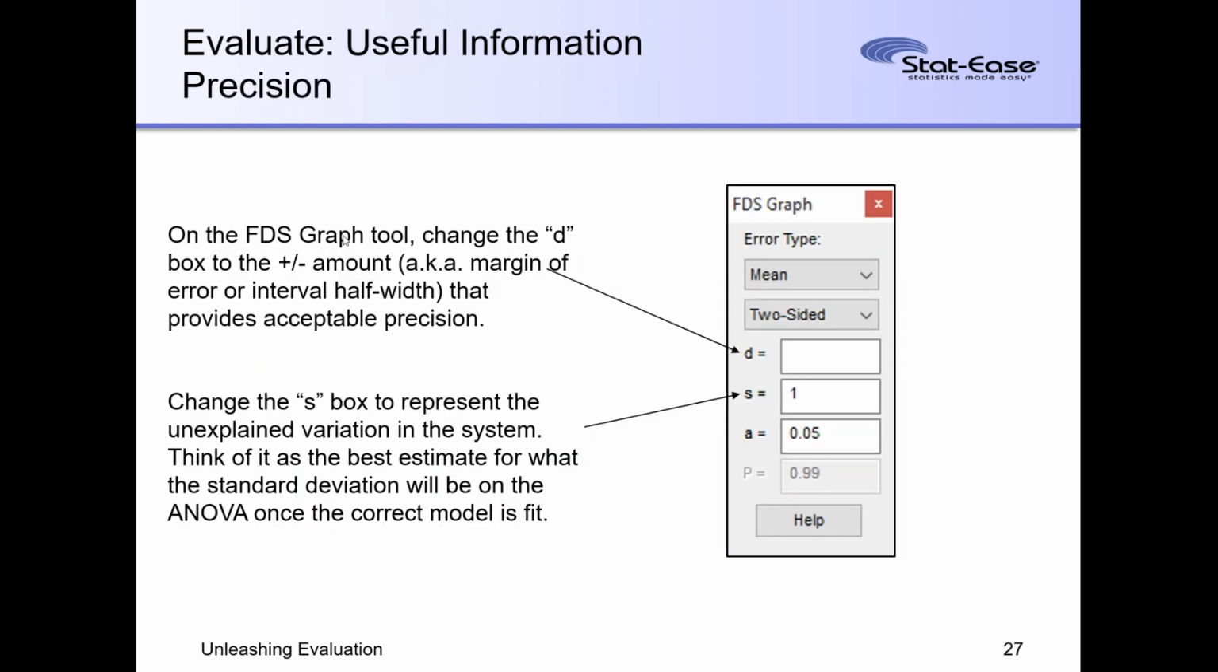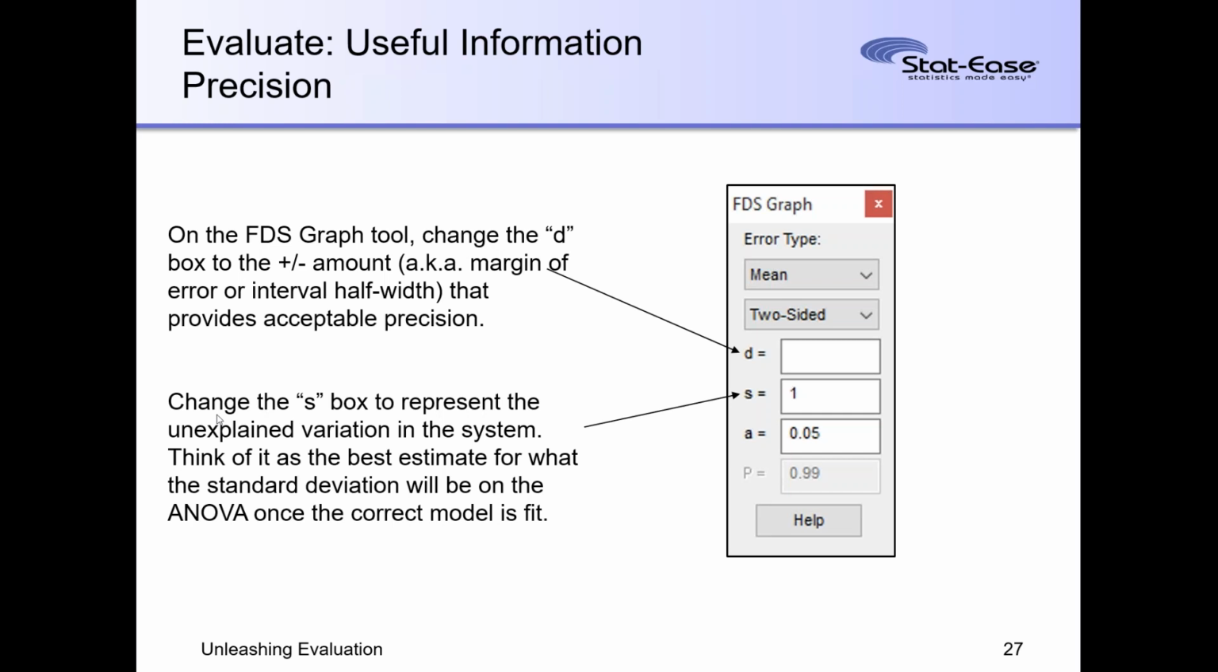On the Fractional Design Space graph tool, you want to change the D to the plus-minus amount, otherwise known as the margin of error or interval half-width, that provides acceptable precision. People ask me all the time, how do I pick my D? My response is, think about your response. Let's say you were expecting a response level of 50, whatever the units are. Is plus or minus 50 okay? Or is it plus or minus 5, plus or minus 1? When does it become comfortable for you to report that margin of error? That's the D you use.